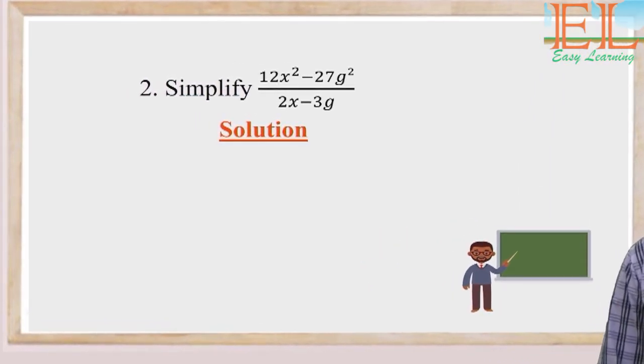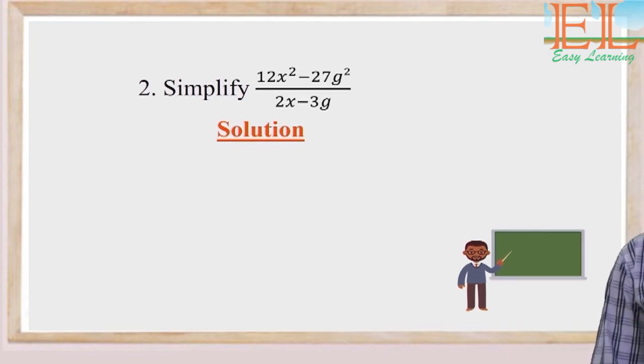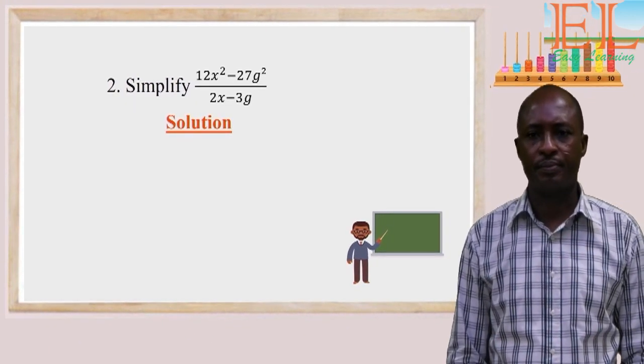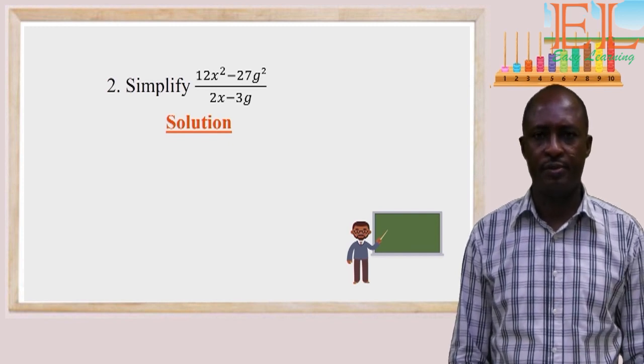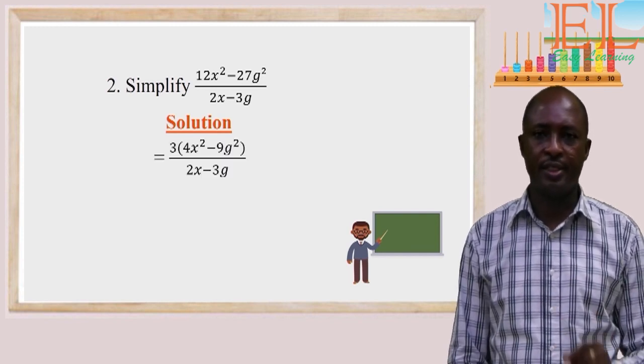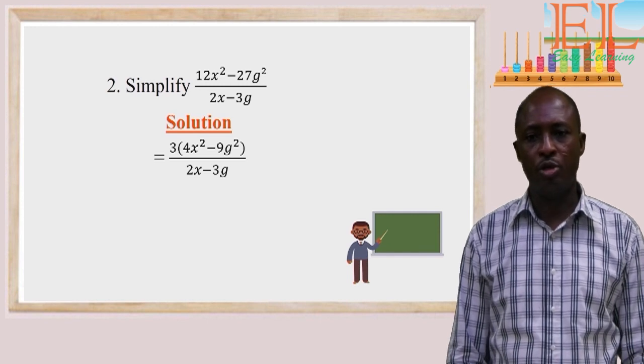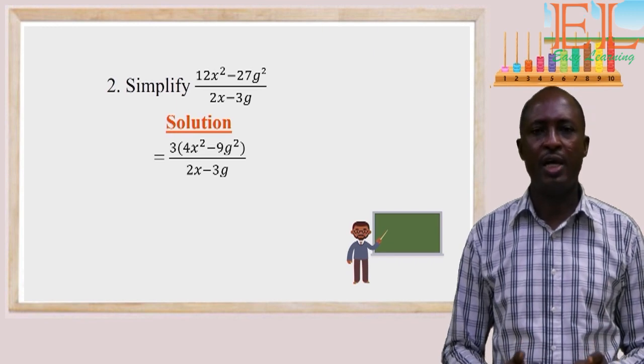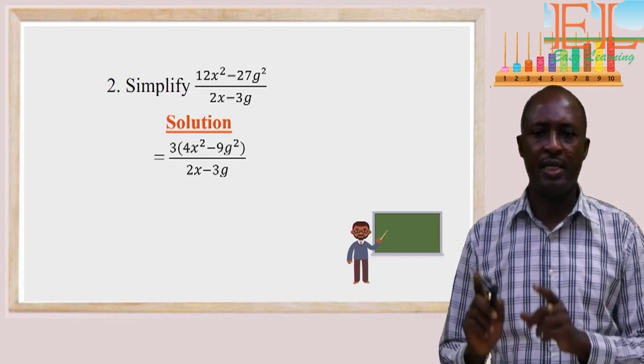Here you can see that 12 is not a perfect square, and neither is 27. So what do we do? But we can also see that 12 and 27 have a common factor. And what is that common factor? That common factor is 3. So I'll factorize 3 out. And when I factorize 3 out, I'll now have 4x squared minus 9g squared.